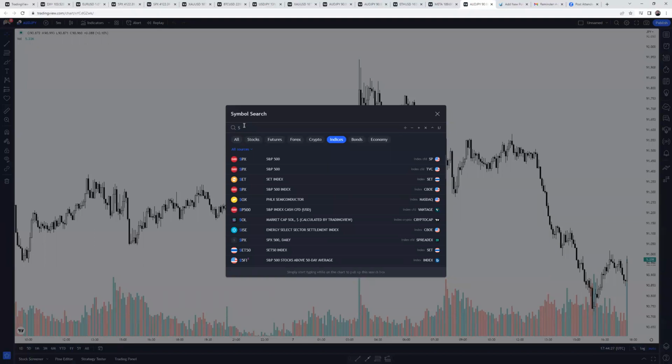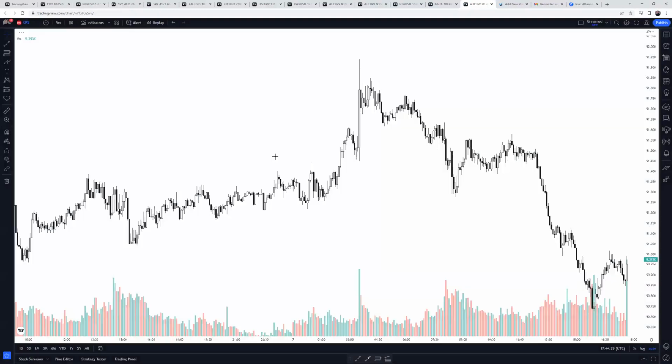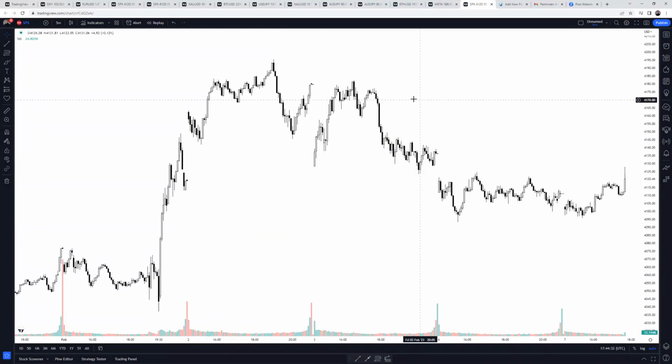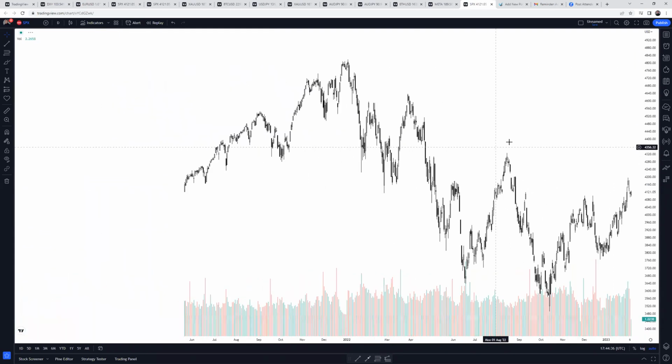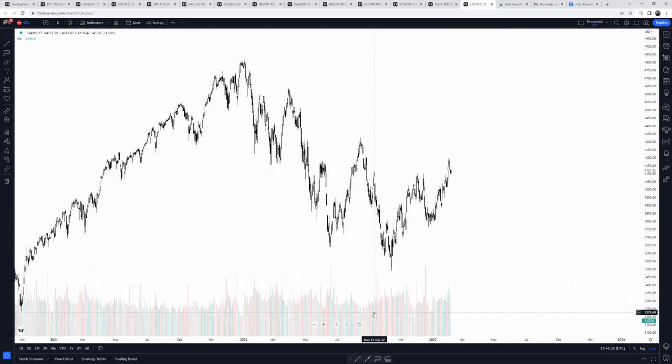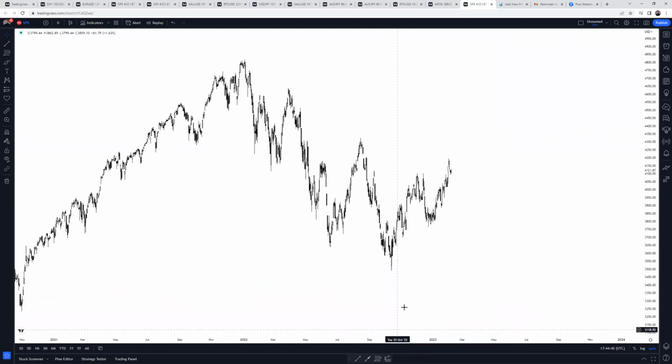S&P 500. There we go. That's the one. All right. So on the daily time frame, let's have a quick look. All right, so there is something that I did note.